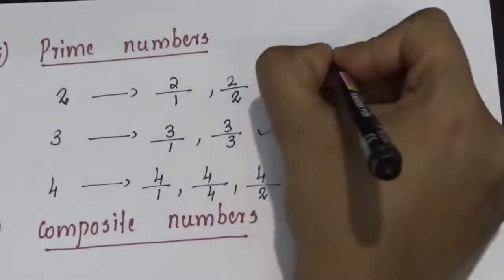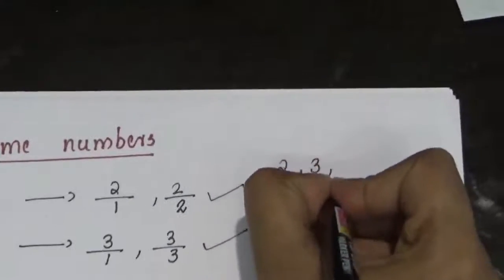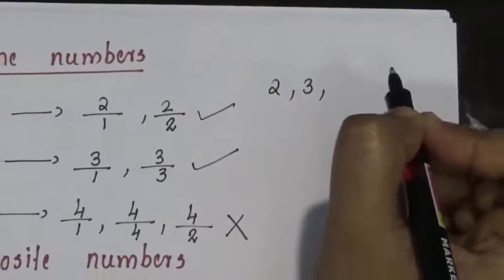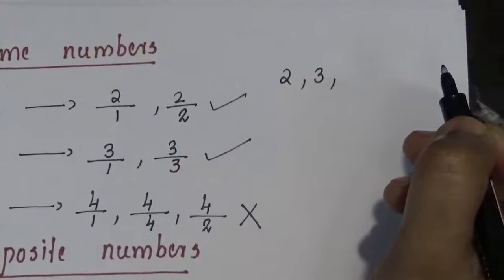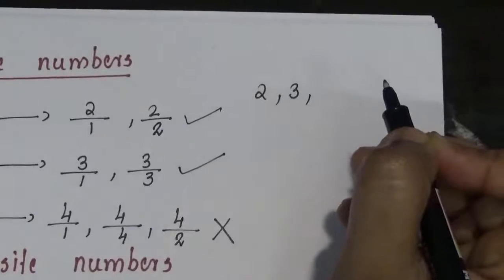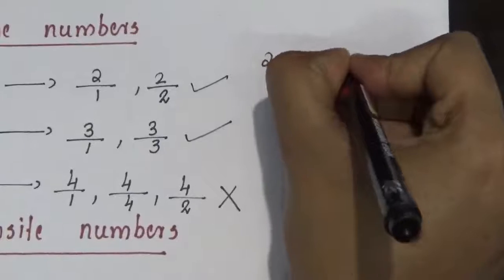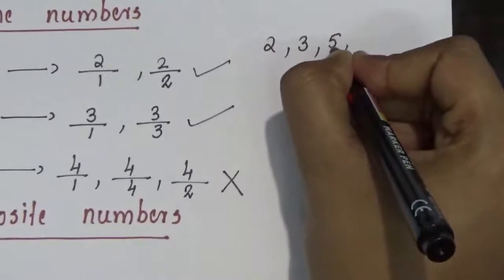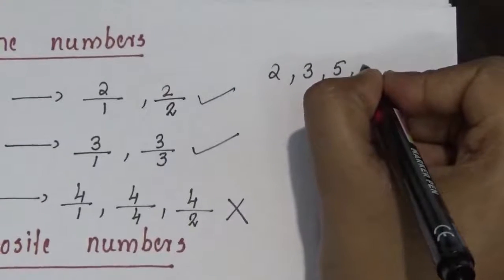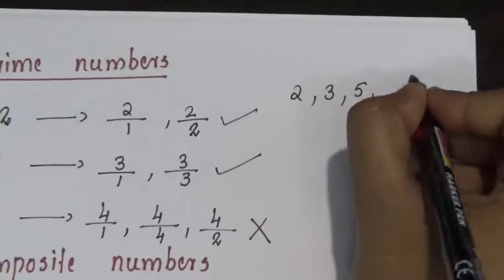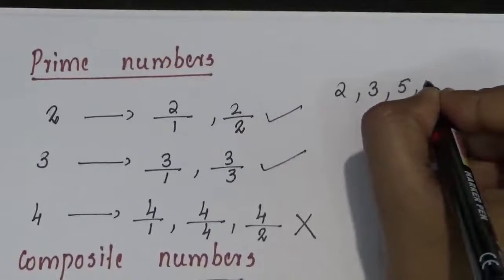The first prime number is 2. 3 is the second prime number. After that, 4 is not a prime number, because 4 is divisible by 1, 4 and 2 also. Now what about 5? Yes, 5 is divisible by 1 and by itself, that is 5. And 6, no, because 6 is divisible by 1, 6, and also by 2 and 3. So that is not a prime number.